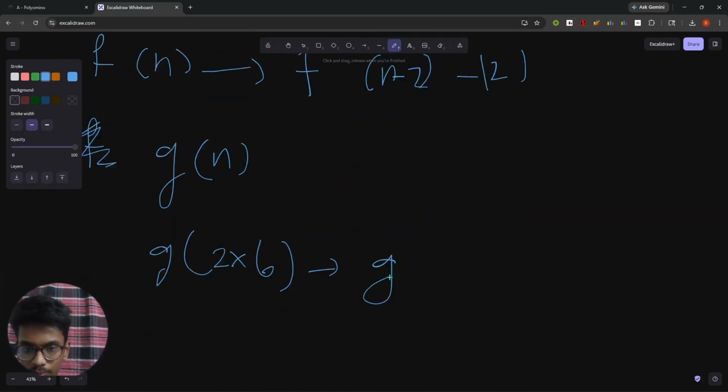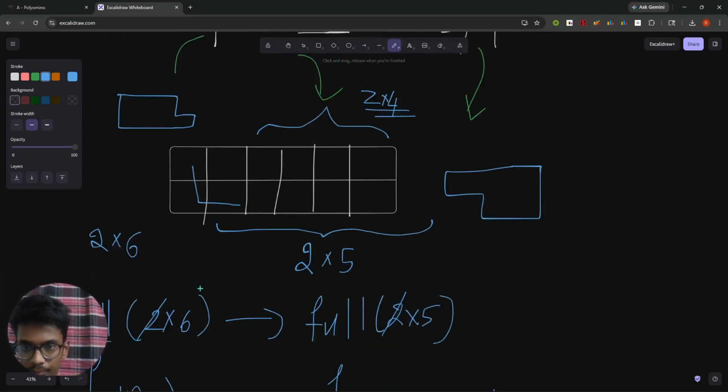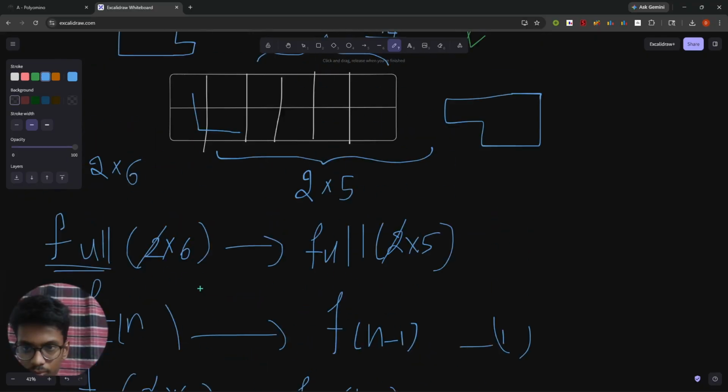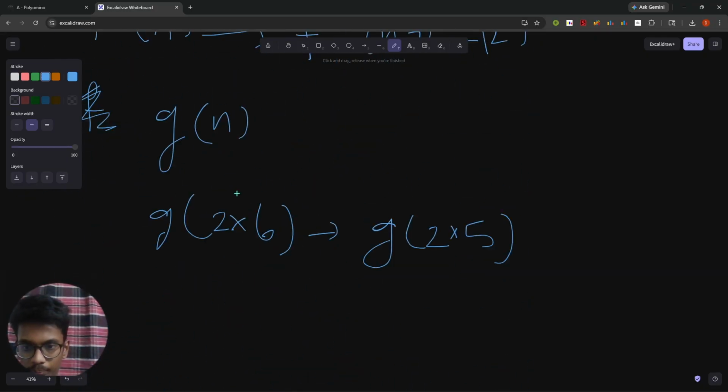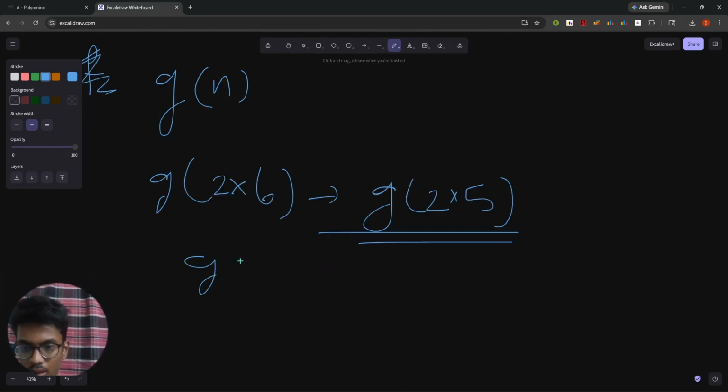g of n minus 1, which is g of 2 cross 5. It's leading you to g of 2 cross 5, isn't it? Fine. That means g of n is leading you to g of n minus 1.